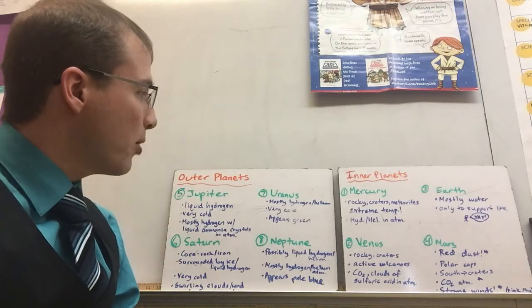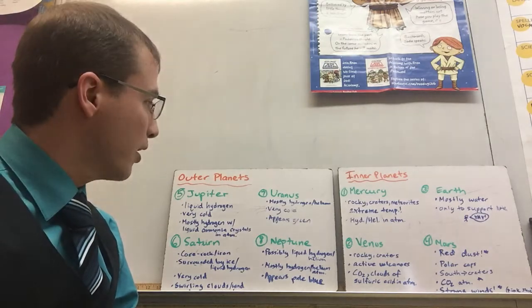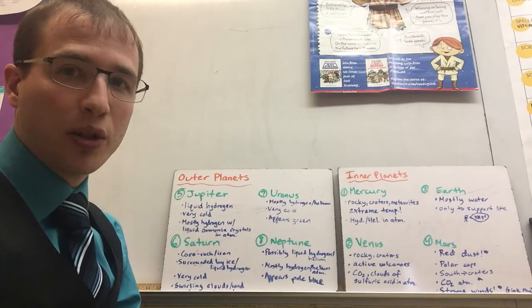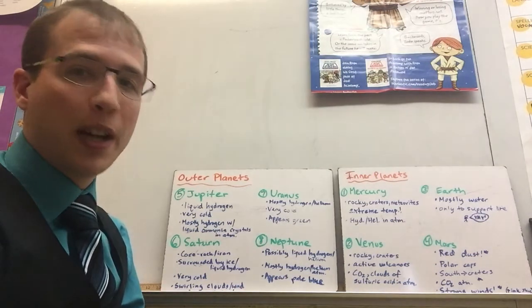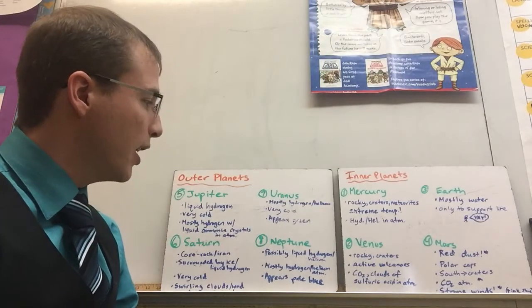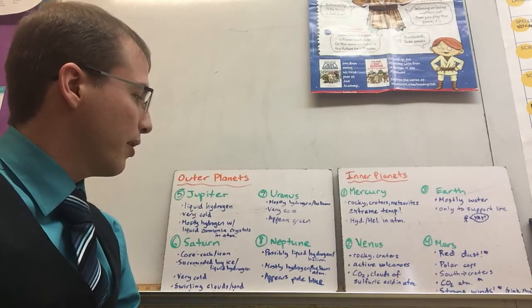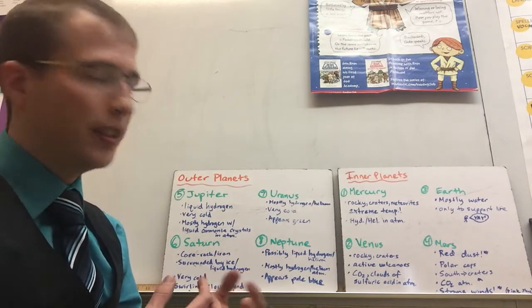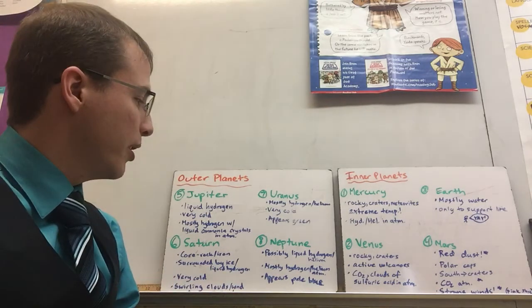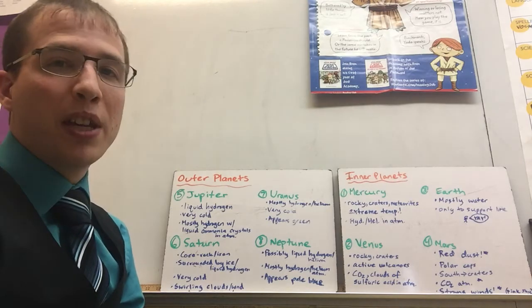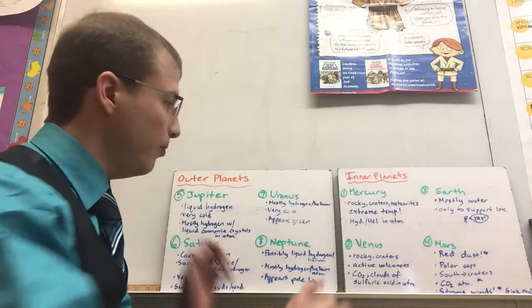Uranus, it has mostly hydrogen and helium in its atmosphere. It's very cold, and it appears green. And lastly, we have Neptune. Neptune possibly has liquid hydrogen and helium in its atmosphere. It's mostly hydrogen and helium, and it also appears pale blue.